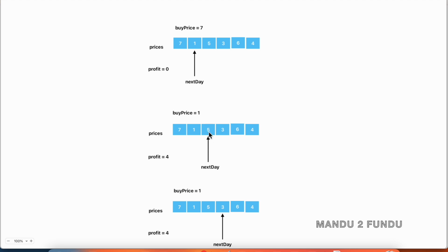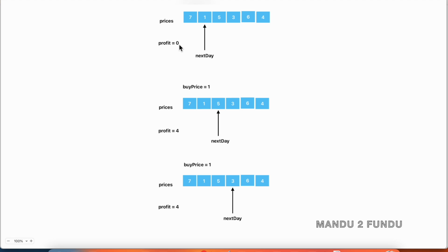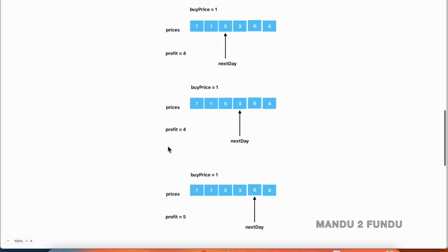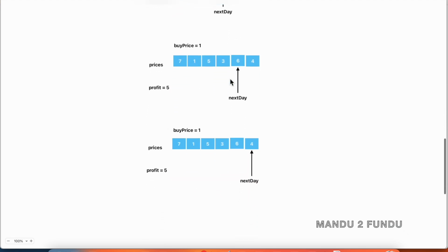Here we compute the profit with respect to the current next day price and the buy price. So we make a profit of 4 here, and we are not updating the buy price, but instead we advance the next day pointer to the next element in the array. The profit we update is 4 because we update the maximum of the previously computed profit and the current profit. The current profit is greater, so we update that. And now we compute the profit pointed by the next day, 3 minus 1, which is 2. That profit is less than the previously computed profit, so we simply ignore that, and we advance the pointer to the next entry.